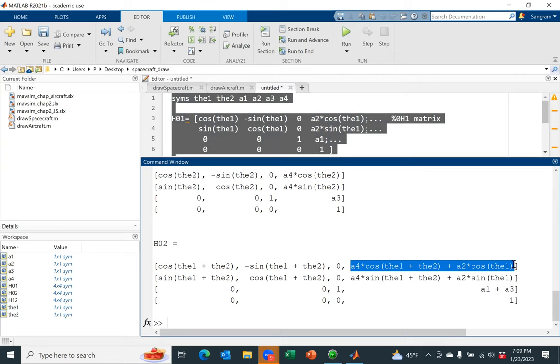Can you see Px is A2 cosine theta 1 plus A4 cosine of theta 1 plus theta 2? Isn't that what we derived a minute ago? Py is A2 sine theta 1 plus A4 sine of theta 1 plus theta 2. Are you with me? And last one, Pz is A1 plus A3. Are you with me so far? So this is exactly what we derived from the planar kinematics. Everyone understood this?